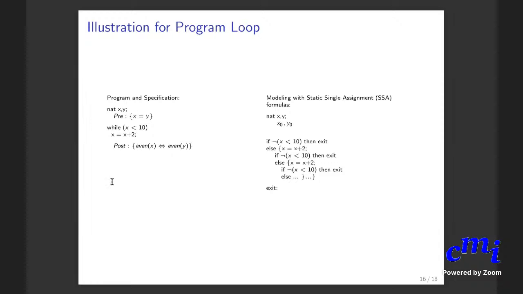One is to unwind the program up to a certain depth. For example, this program can be unwound and represented like this. Say for 3 unwindings, we can represent it as straight line branching programs. If X is, then I exit. And then you can check this for each iteration.